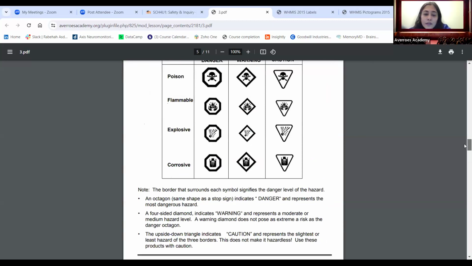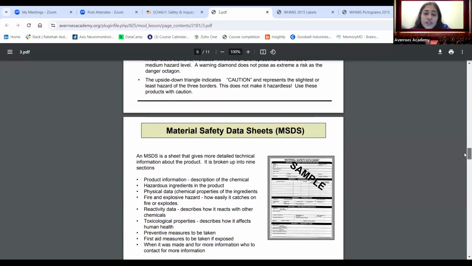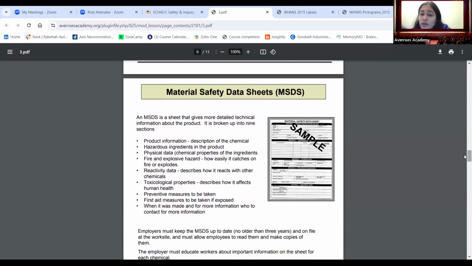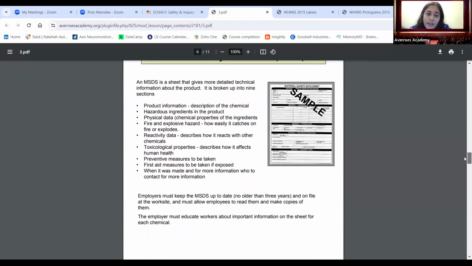And then we have the material safety data sheet. That's very important. It's available in every chemistry lab, and it's required by law to be there. So an MSDS gives more details about the product or the chemical. These are broken up into 9 sections.